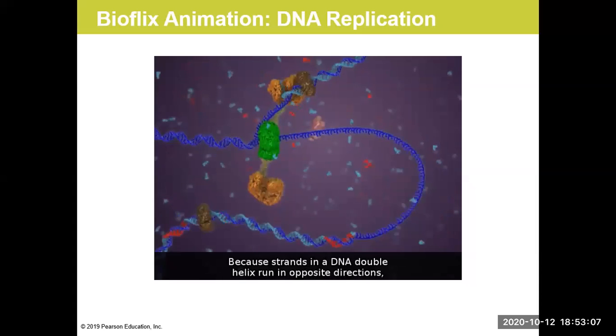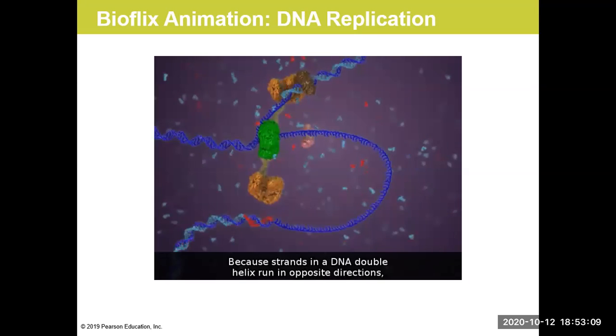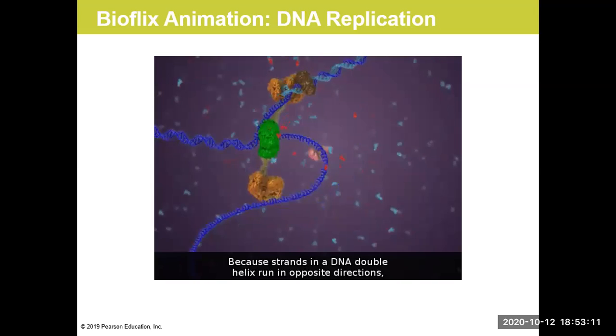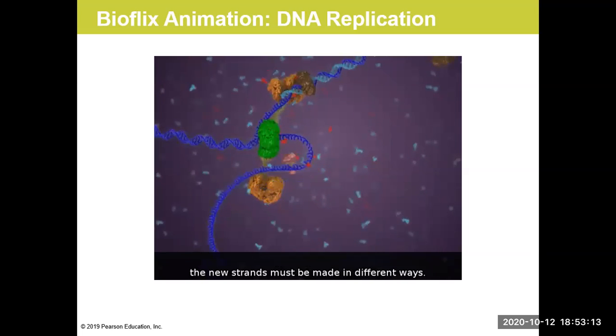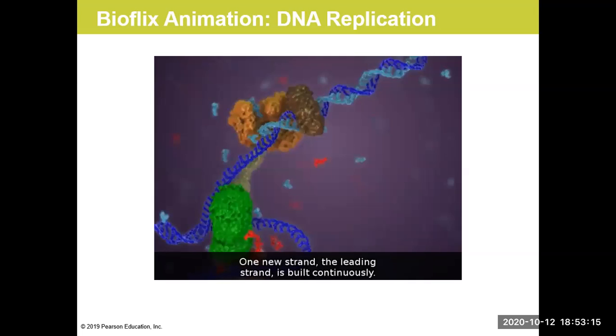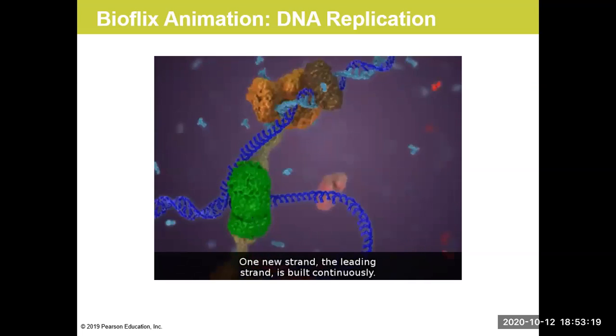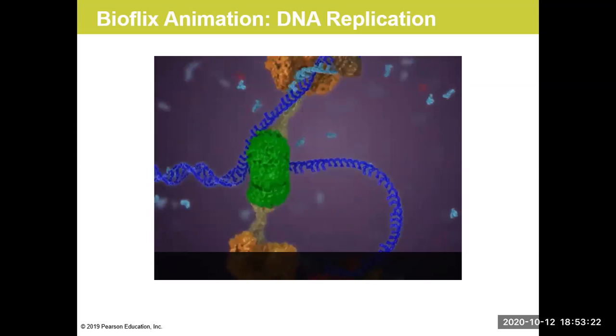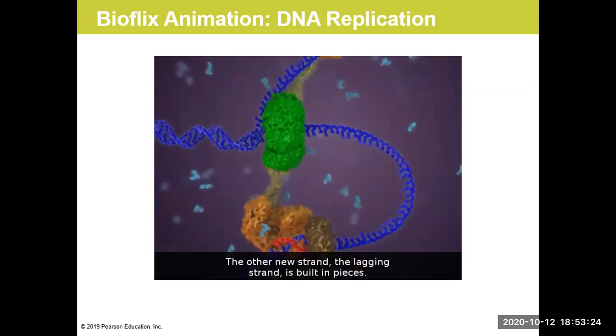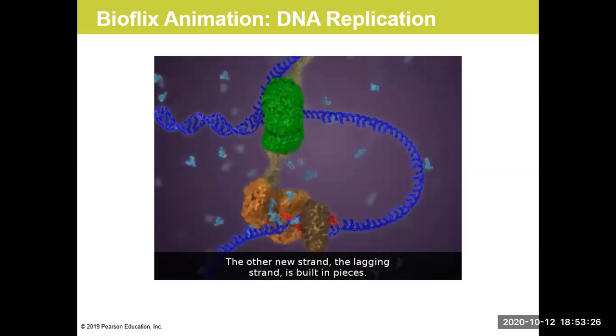Because strands in a DNA double helix run in opposite directions, the new strands must be made in different ways. One new strand, the leading strand, is built continuously. The other new strand, the lagging strand, is built in pieces.